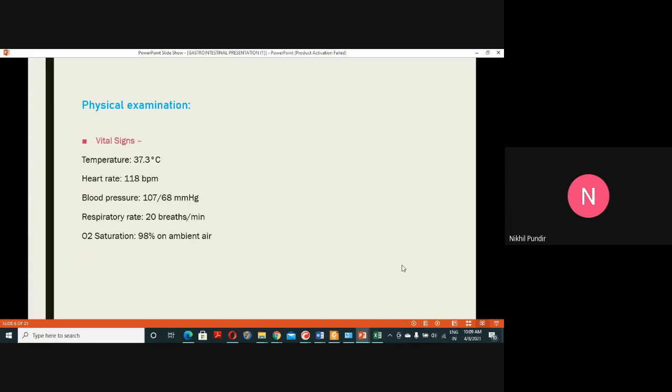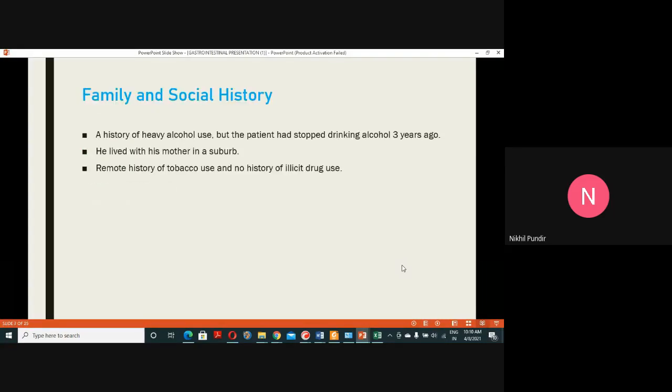The temperature is 37.3 degrees Celsius. Heart rate is 118 beats per minute, which is a little bit increased. Blood pressure is 107 by 68 mmHg, which is low. Respiratory rate is 20 breaths per minute, which is normal. And O2 saturation is 90% on ambient air, which is normal.